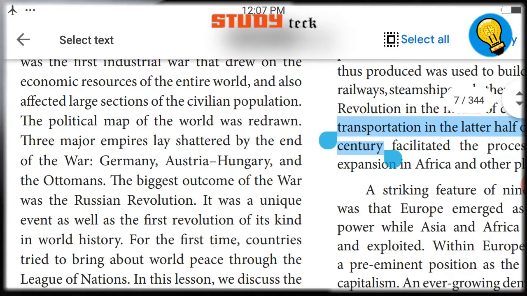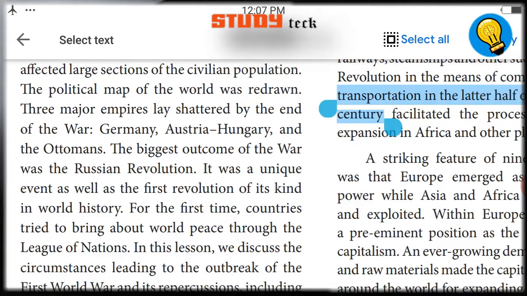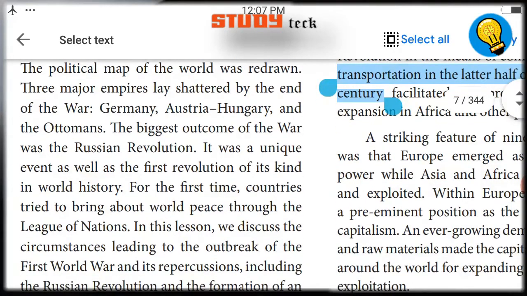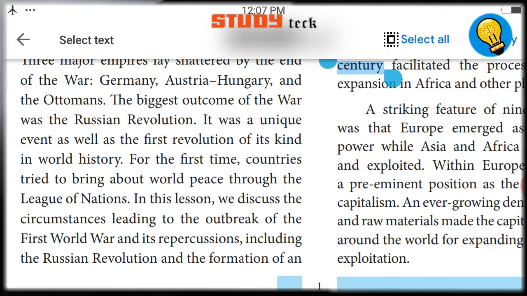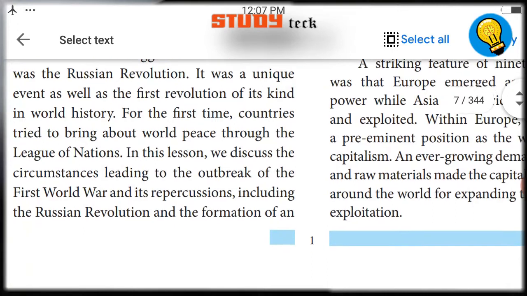After that, the political map of the world was redrawn. At the end of the First World War, the major empires were shattered, in very dangerous conditions. Those countries were Germany, Austria-Hungary and the Ottomans. The biggest outcome of the war was the Russian Revolution. That is the world history's first revolution. What is the first revolution of world history? It means the Russian Revolution.